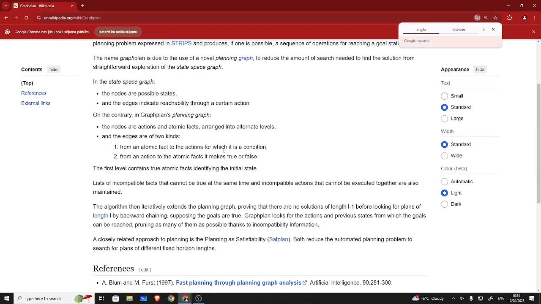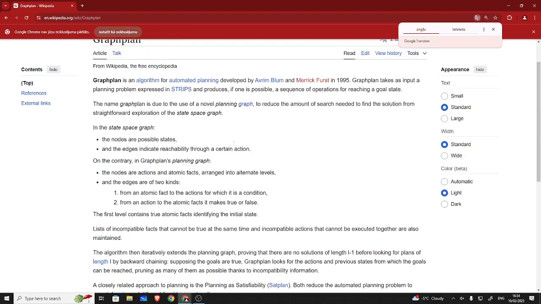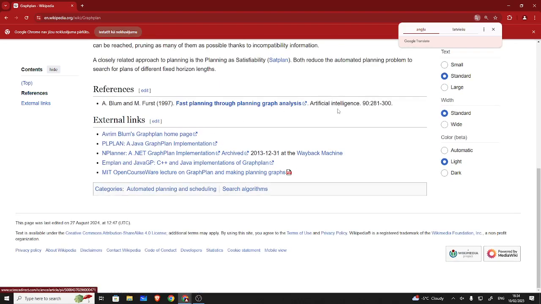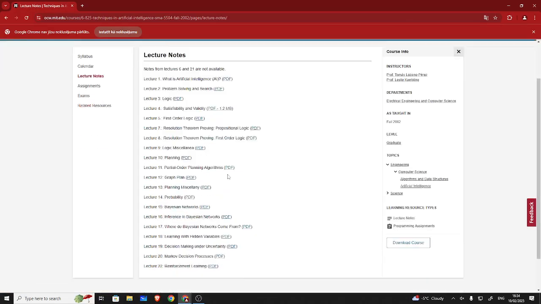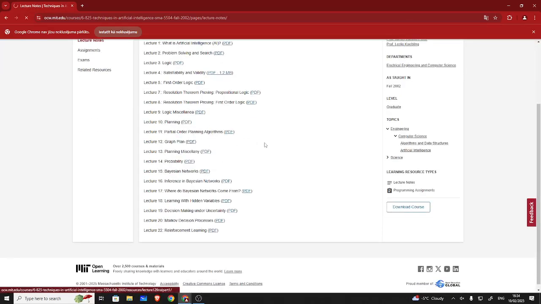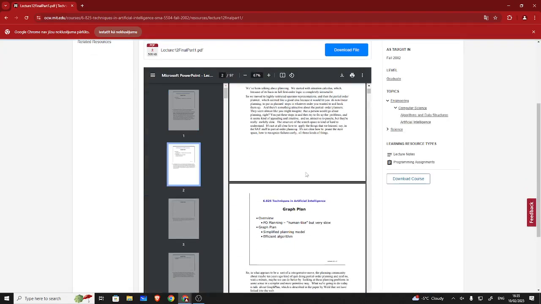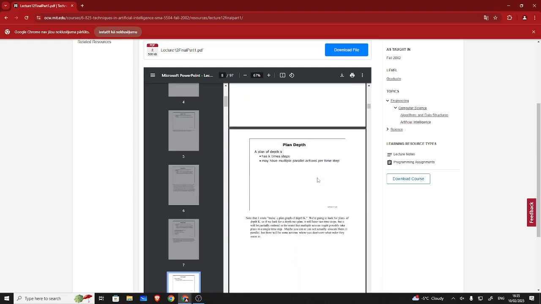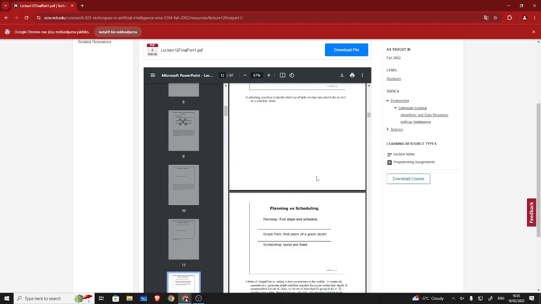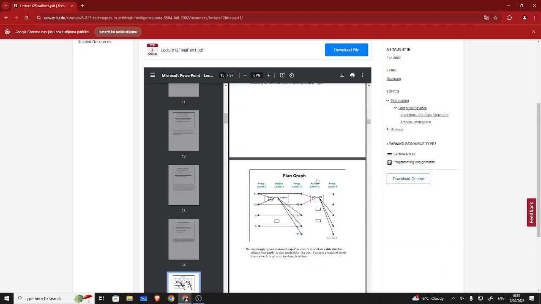I want to see what it looks like. This is from 1995. There was an AI algorithm. There's Java or C++ versions, but I want to see what it looks like. It's from MIT. But what's the point of graph plan if you don't see a graph? It's kind of ugly looking.